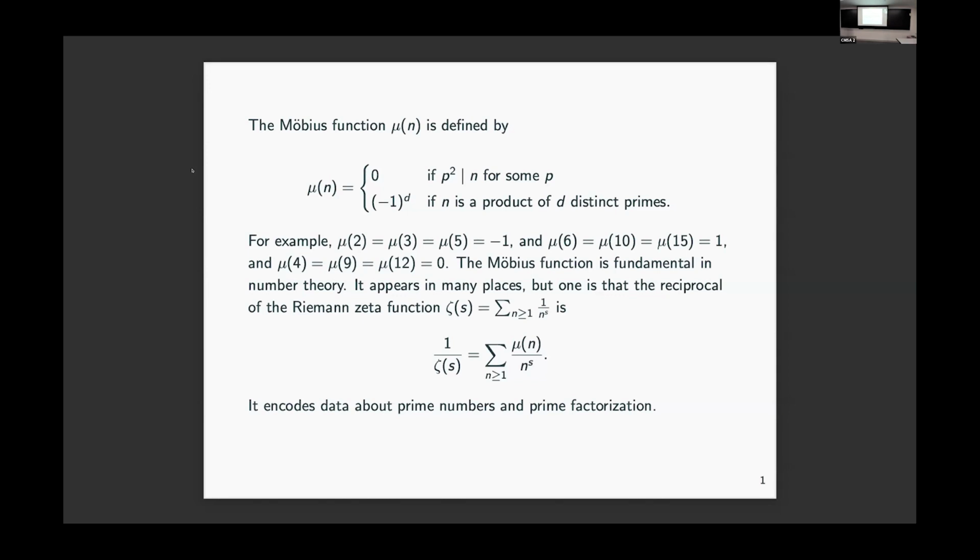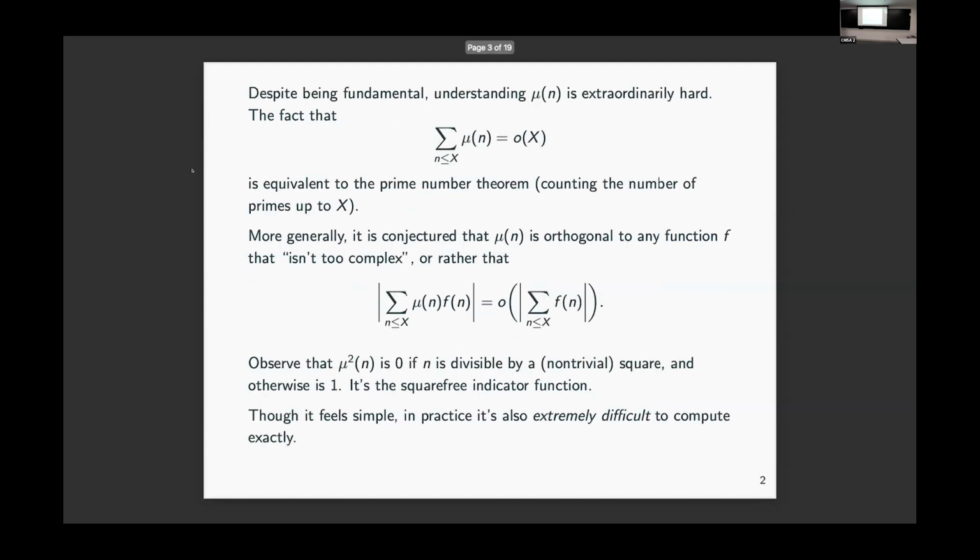It appears as the coefficients of the reciprocal Riemann zeta function. It appears in inclusion-exclusion arguments. It's very prevalent throughout number theory. It encodes all sorts of interesting things about prime numbers factorization. That's very deep. But despite being fundamental, actually studying anything about it is really hard.